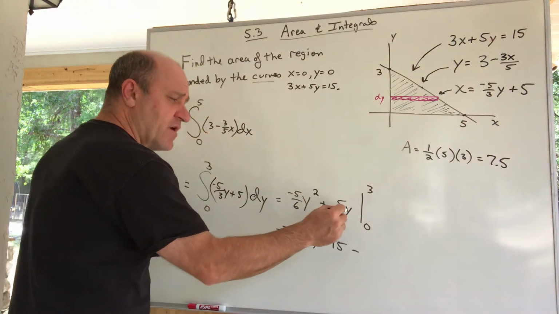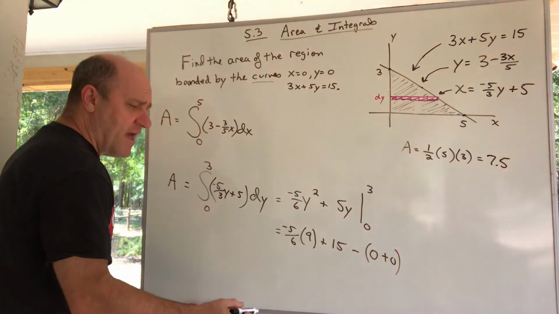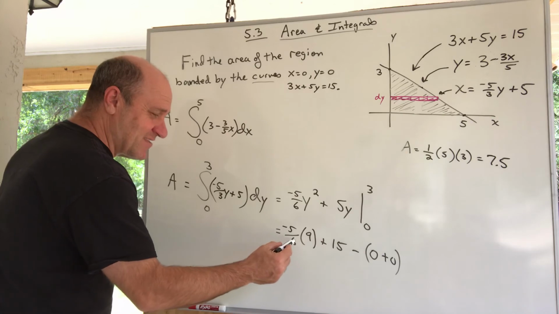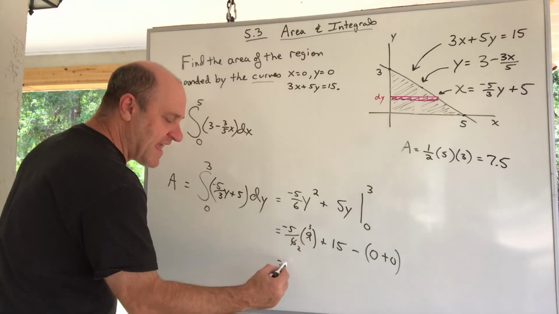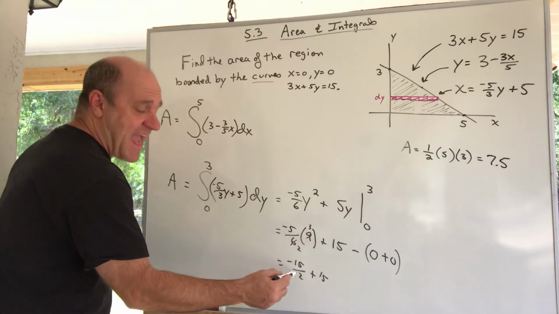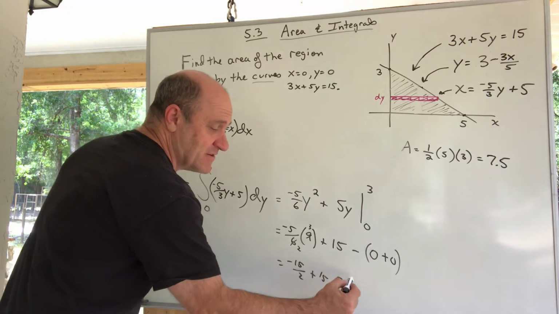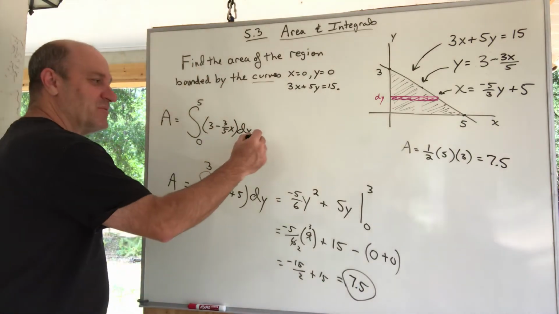Minus, when you plug zeros in, you get a couple of zeros. So that's gone. That 3 cancels there twice. That's -15 halves plus 15. That's -7.5 plus 15. That answer is +7.5. Wow, it worked. This one would be the same thing.